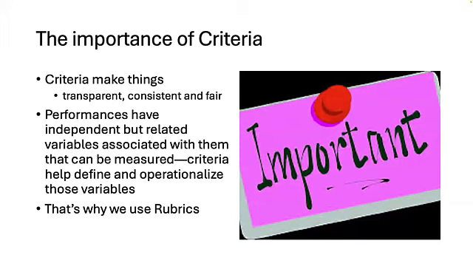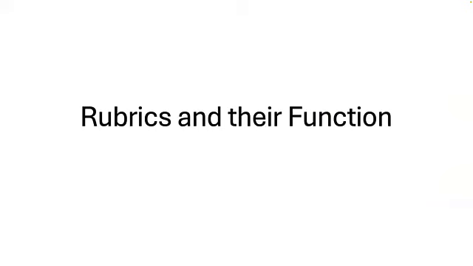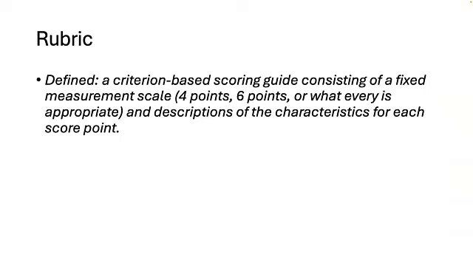Criteria make things transparent, consistent, and fair. Performances have independent but related variables associated with them that can be measured. Criteria help define and operationalize those variables. That's why we use rubrics. This is why we use rubrics. Okay, rubrics and their functions. So a rubric is a criteria-based scoring guide consisting of a fixed measurement scale, 4, 6, whatever points you want, or whatever you deem appropriate, and descriptions of the characteristics for each score point, right?